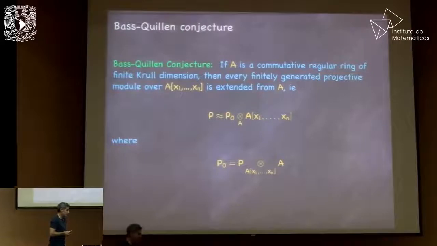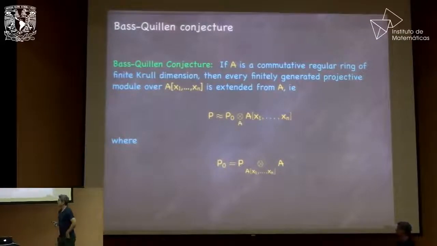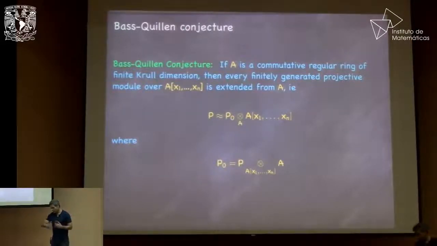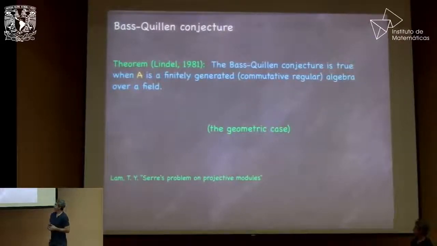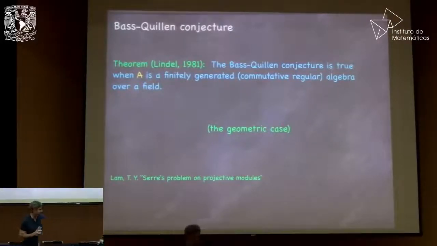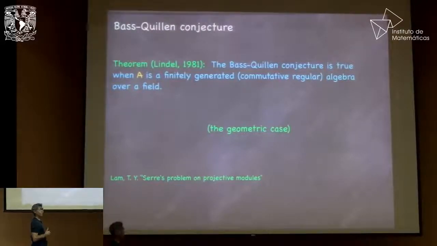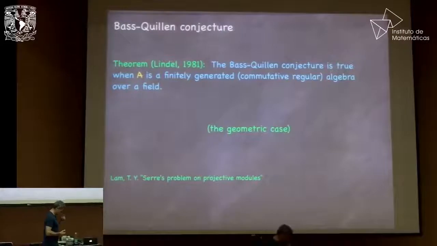So they phrase this entirely in terms of algebra. For the purposes of this talk, you don't really need to parse what I've written here, but I wrote the analogous statement so I could say something precise. It basically says that a vector bundle over something cross a line is pulled back along the projection map from a vector bundle over the thing you started with. And the Bass-Quillen conjecture was proved by Lindel, building on Quillen and Suslin's methods in 1981, at least in the case when the ring A was a regular ring over a field, so it was the affine coordinate ring of a smooth variety over a field.